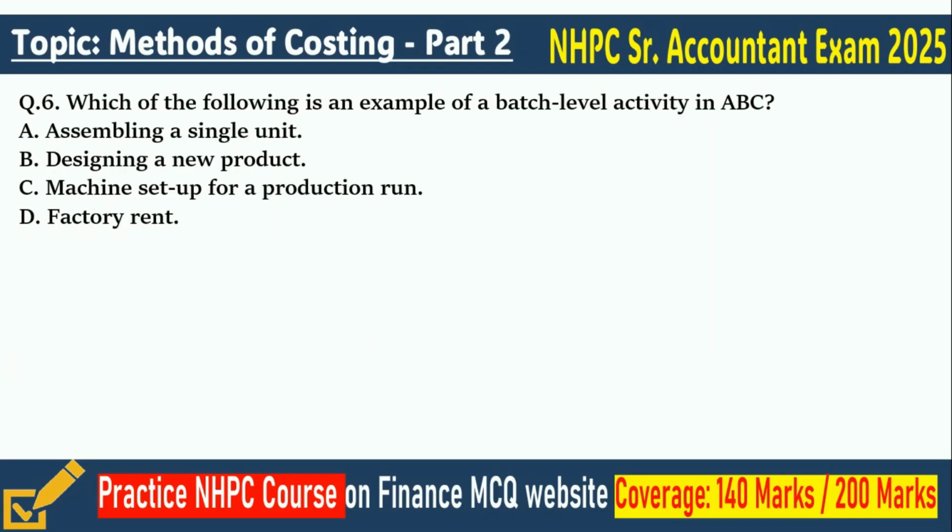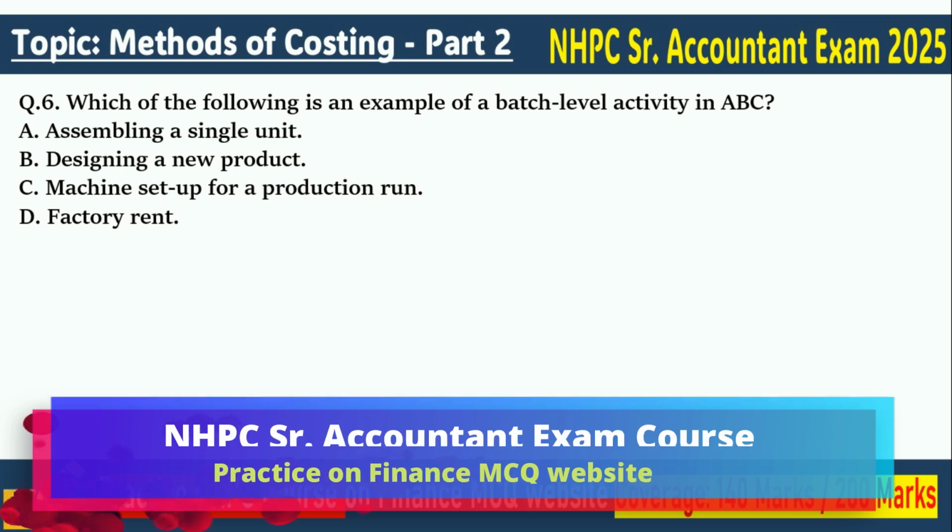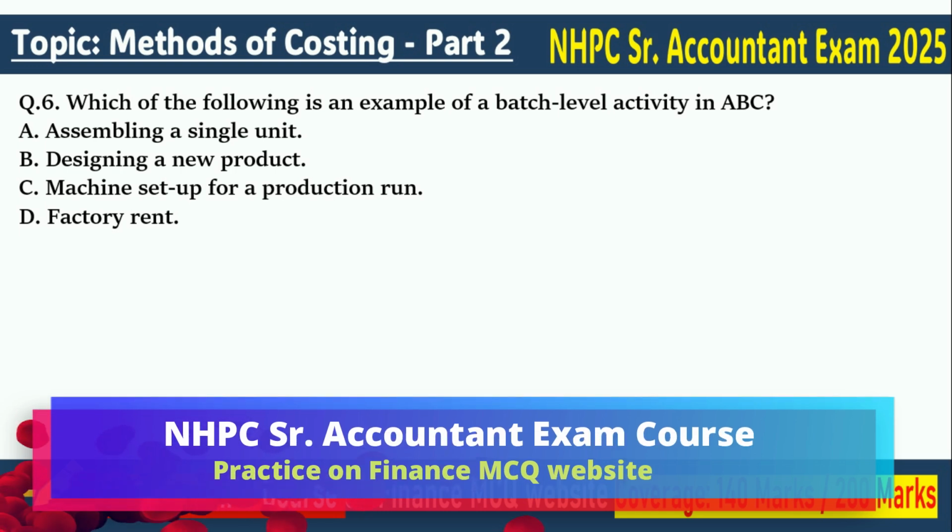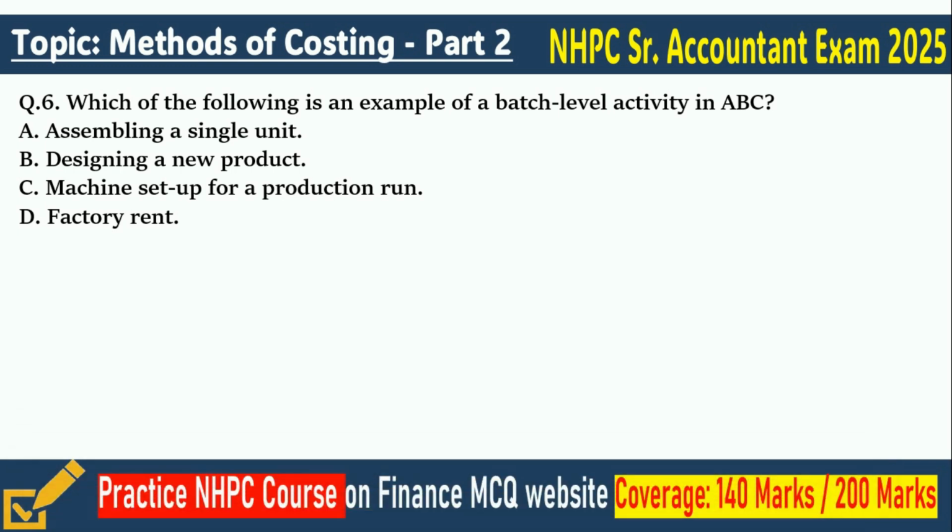Which of the following is an example of a batch level activity in ABC? Option A, assembling a single unit. Option B, designing a new product. Option C, machine setup for a production run. Option D, factory rent. So what should be the correct answer here, friends?